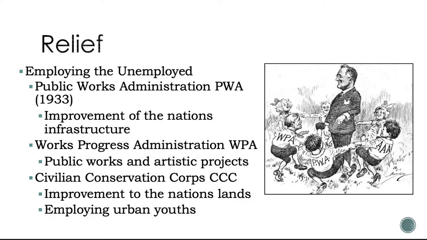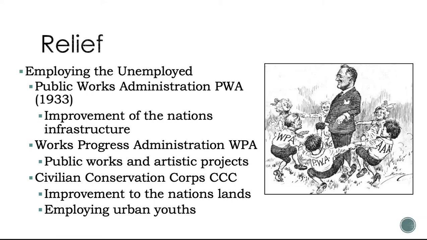The first one is the Public Works Administration, the PWA. This is going to be put together in 1933, and it's designed to reduce unemployment and increase the purchasing power through the construction of highways and public buildings. So we're working on the infrastructure of the United States here. This is going to be set up by Roosevelt under his Secretary of the Interior.